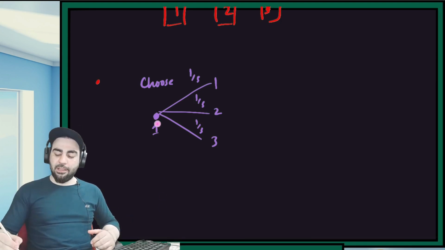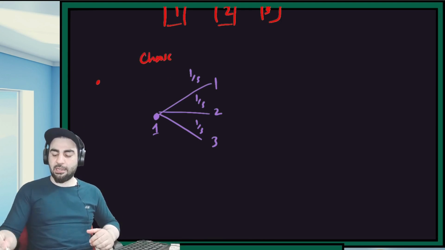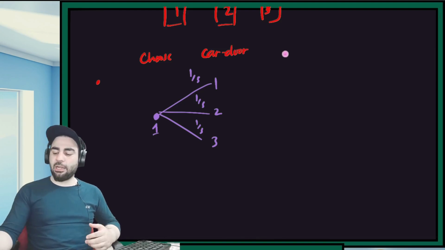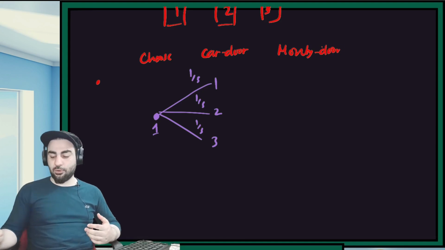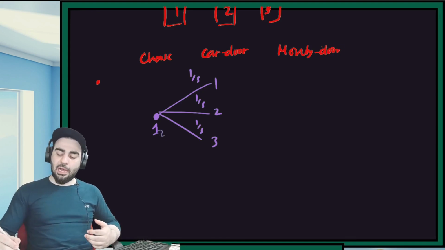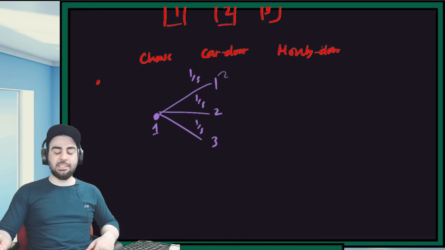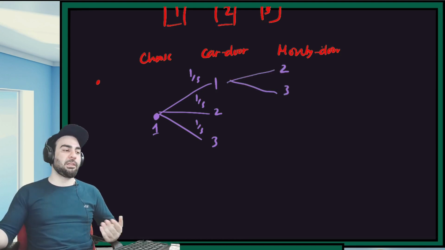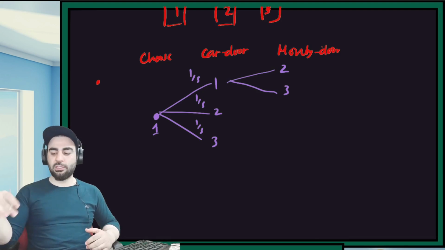Okay, if I choose the first door, I'll write it here as choose. Then I'll write the car door, the door which contains the car, and then I'll have to write Monty's door. Monty Hall basically has to open a door, so I'll also have to write his door. So now I chose one door, and the prize is also in one door. Monty has two choices now. Monty can open door 2 or 3, either with equal probability.